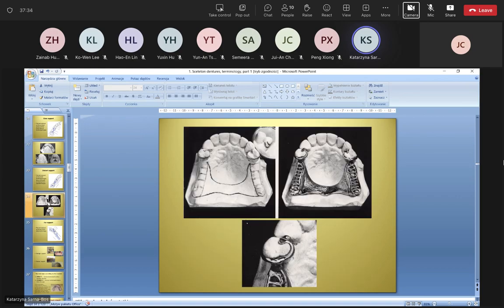What about the distant and the far support? Such kinds of supports we can design in the case of the first and second Kennedy class. So in the case when we have the posterior edentulous area. In such cases, you can't design the close support, only the distant or far or both of them.